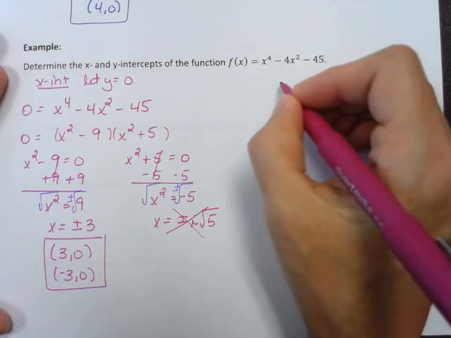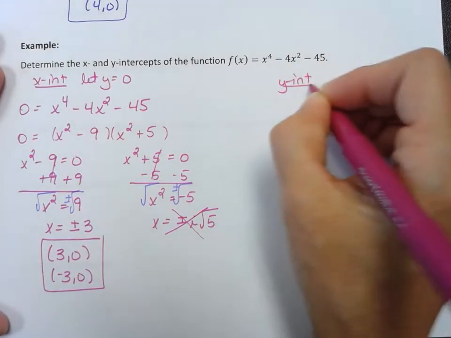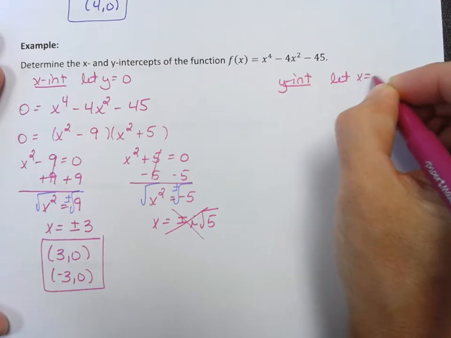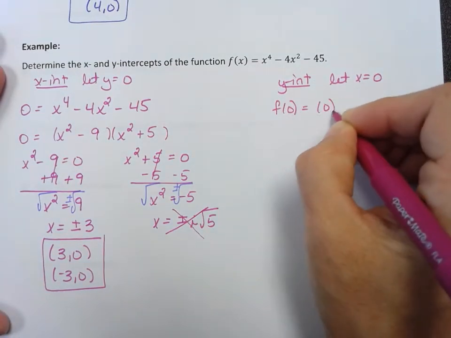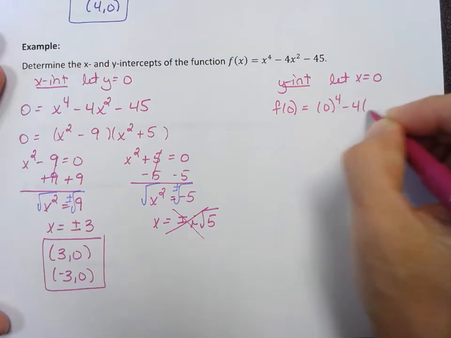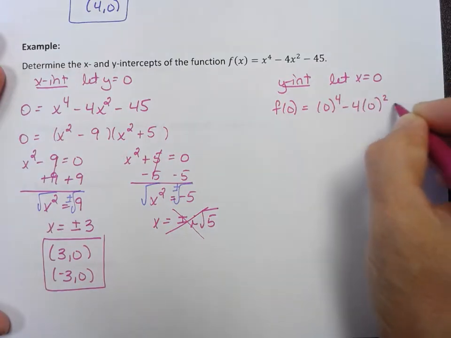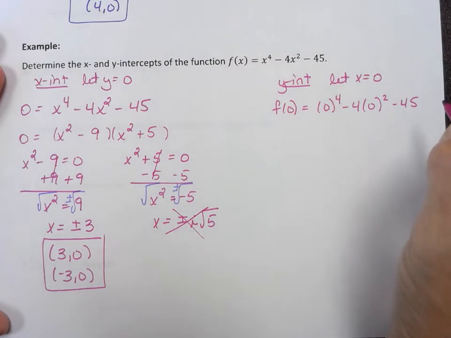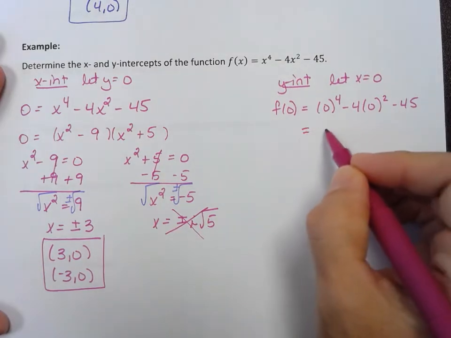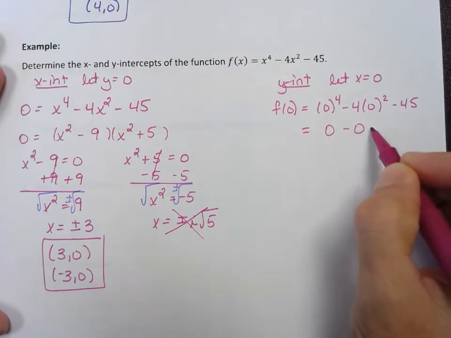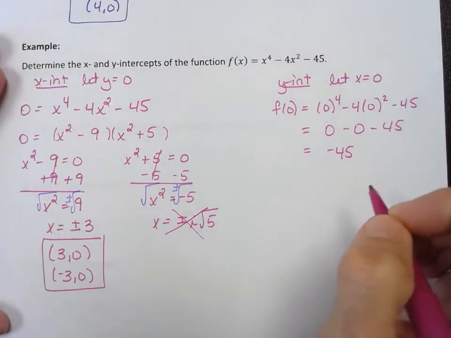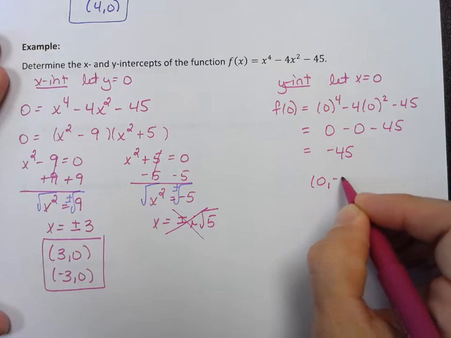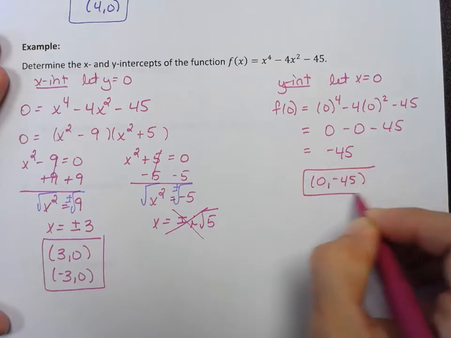Finally, to get your y-intercept, you let x equal 0. So f of 0 is equal to 0 to the 4th minus 4 times 0 squared minus 45. Well, that's 0 minus 45, which is negative 45. So your y-intercept is the point (0, negative 45).